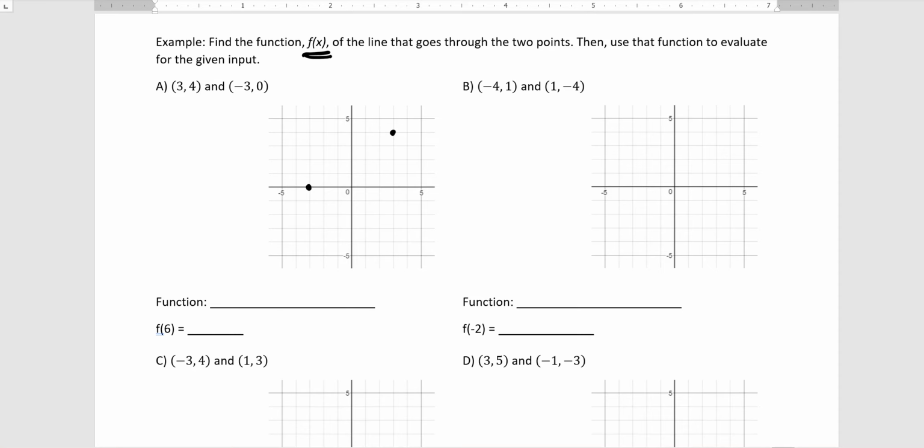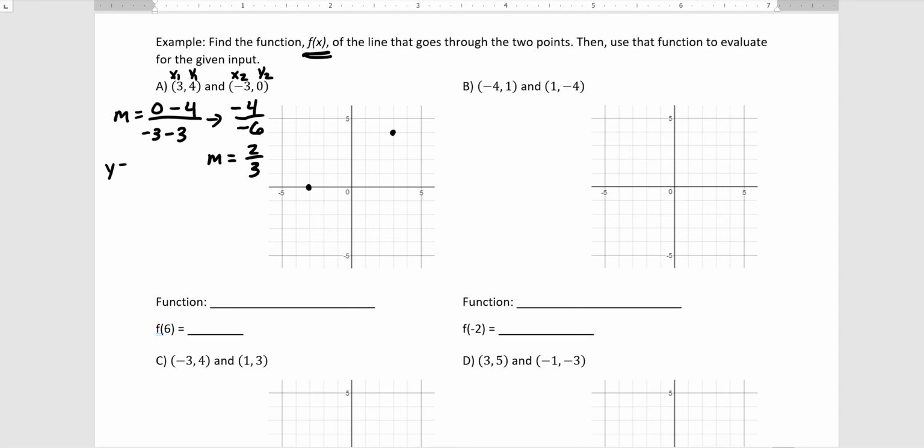So that'd be right here. So we need to find our slope. So x1, y1, x2, y2. And I'd say y2, 0, minus y1, 4, over x2, negative 3, minus x1, 3. When I do that, I'd get negative 4 over negative 6, which tells me that my slope is 2/3.